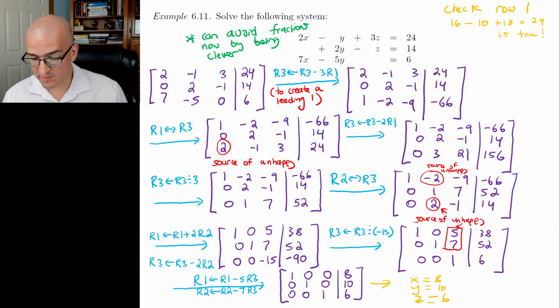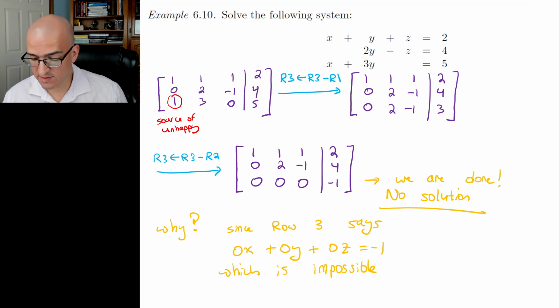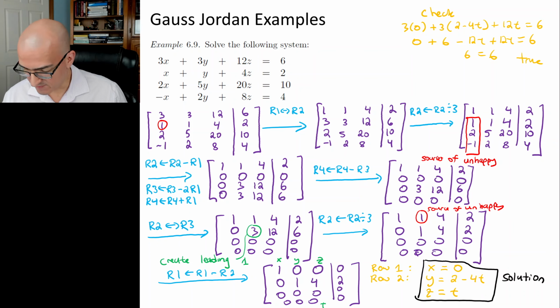I'll go back to this example. These 3 planes, 2x minus y plus 3z is equal to 24, and the other 2, they're all planes. And what we found is that they intersect at a point. These 3 planes intersect at the point 8, 10, 6. This example, where we found there's no solution, well, each of these is a plane. If there's no solution, it means that they don't intersect. So that would mean that at least 2 of these planes are parallel, because parallel planes will not cross.